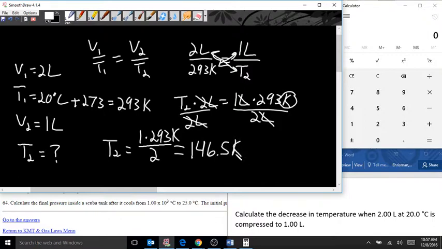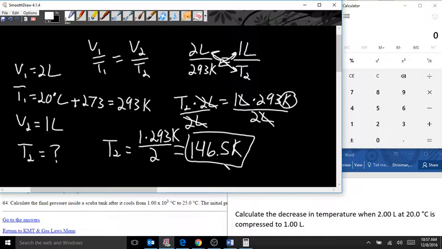And that's Kelvin. All right, now to see if the answer makes sense. Looking at our volumes, they were cut in half. So that means our temperature should be cut in half as well. And 146 is half of 293. So I know I did that one right. So the decrease in temperature is we decreased it to 146.5 Kelvin.